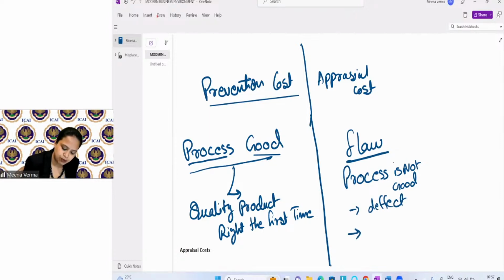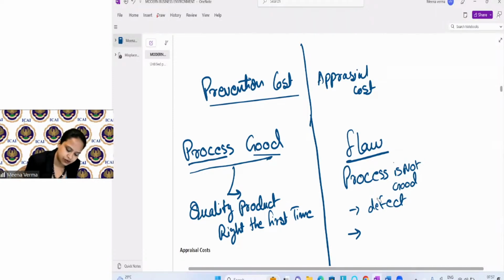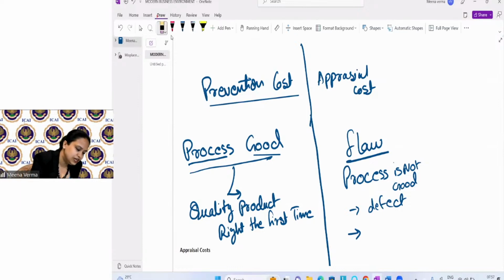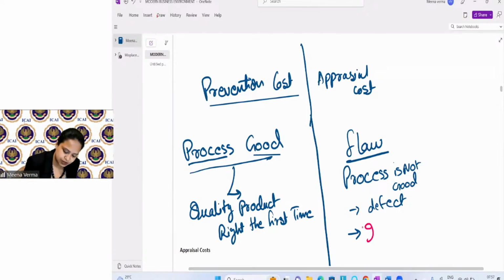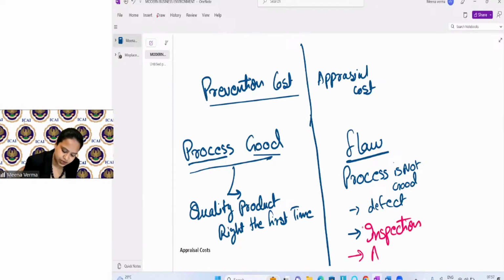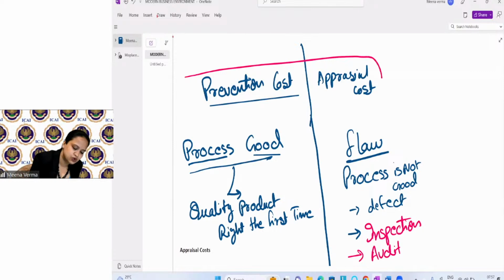What will happen if you are producing a defective unit? You know that your company is producing defective units. What will happen? You need what? Inspection. You need inspection. And you need what? Auditing or checking. Right? Okay. If you see, these two are actually the cost of good quality.